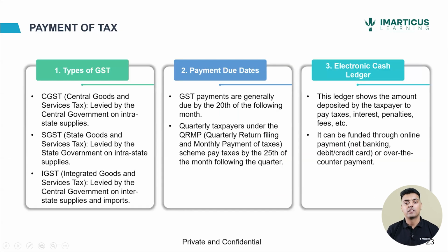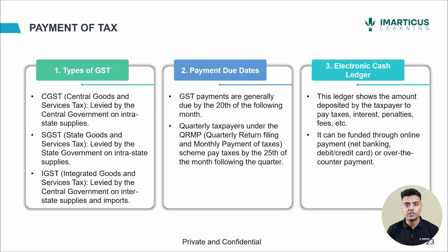The next topic is the payment of taxes. First, we need to understand the different types of GST. There are 3 types of GST: CGST, SGST, and IGST. CGST refers to Central Goods and Service Tax. This is that component of GST which goes to the central government.